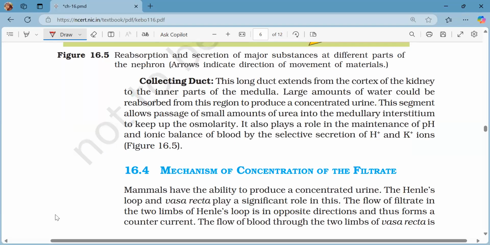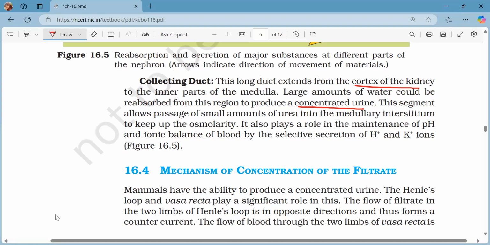Now, lastly, talking about the collecting duct. This duct extends from the cortex of the kidney to the inner part of the medulla. Here, large amounts of water can be reabsorbed. So a greater amount of water is reabsorbed from this region to produce a concentrated urine, because we want to prevent the loss of excessive water from our body. We don't want that to happen. That is why we produce a very concentrated urine.